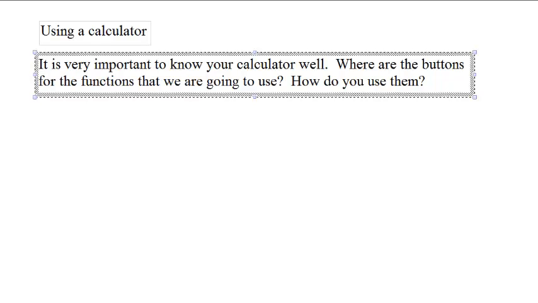Where are the buttons for the functions that we're going to use? How do you use them? Get to know your calculator. If you do not bring a calculator to class, I'm going to give you a 0 for the day. I don't want you borrowing a calculator from the person next to you. The whole point is that you A, have a calculator, that you B, came to class prepared by bringing your calculator, and C, that you get to know your calculator.